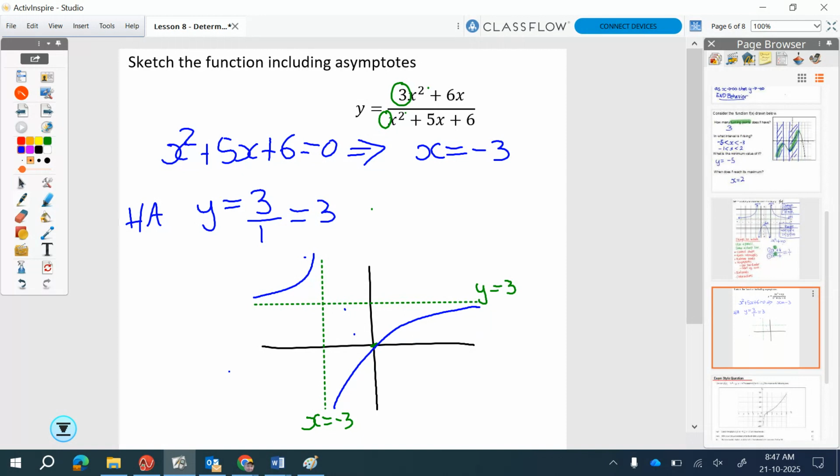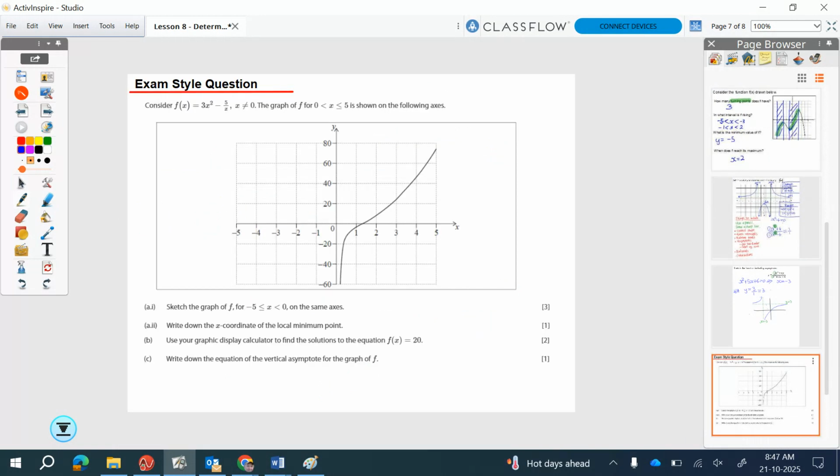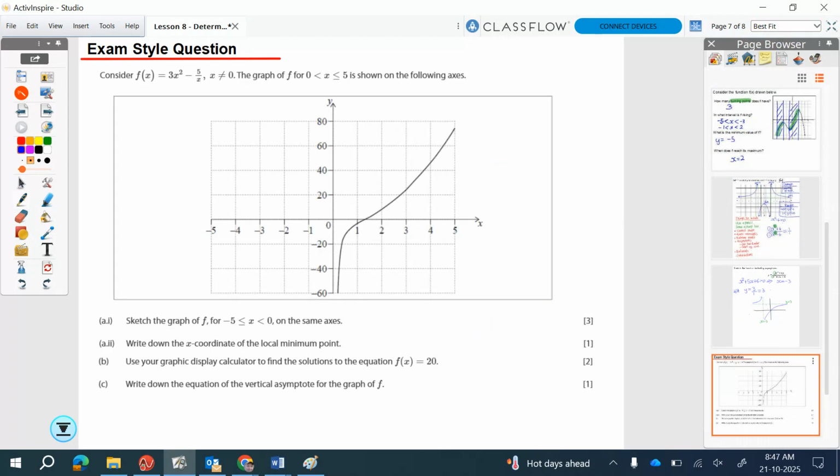Sorry. Last question for today, exam style question. Let's take 5 minutes for this one.